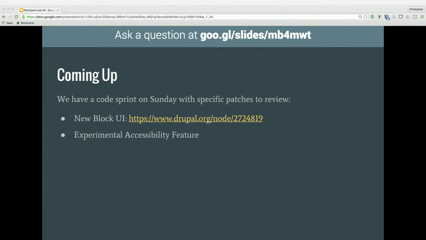Also, we know that we have an experimental accessibility feature for how we input data in forms, and is that working well with screen readers? Is it working well with people who need an alternative approach with dealing with the prompts? That is another thing that we can test and see if we can use the participant-led research method, or sort of just gathering research about that.